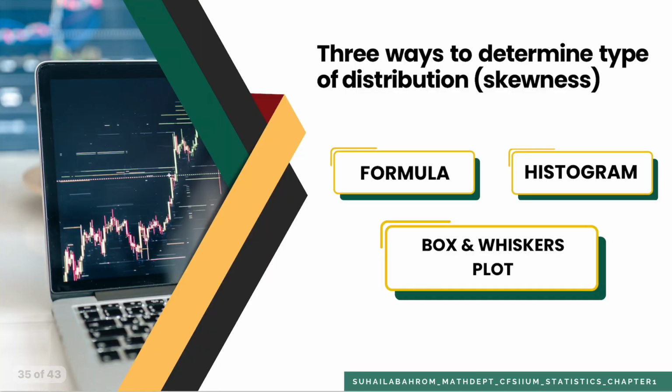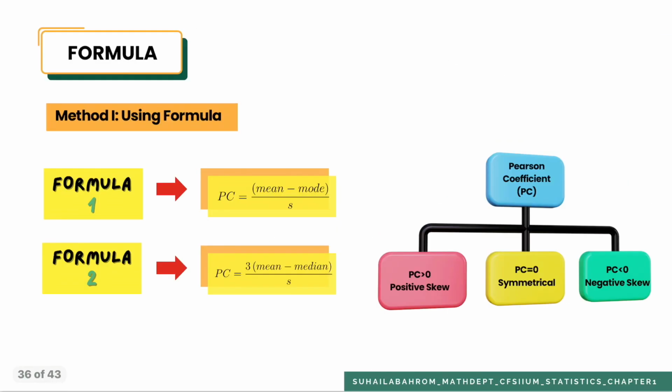There are three ways to determine the distribution or the skewness of the data. The first one is by using formula. The second one is by visualization, which is by just looking at the histogram. And the third one is by using box and whiskers plot. Let's look at the first method, which is by using formula.